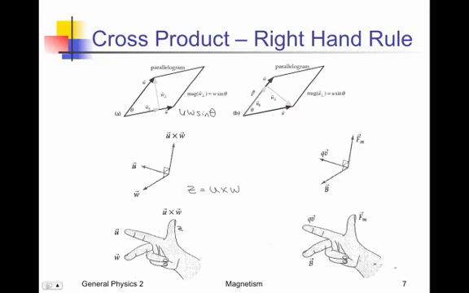I can also think about it the other way. I can say U sine theta times W. So in this case, I have W, and then this is my U sine theta. So this is the part that's perpendicular to W. So I can do it that way as well.